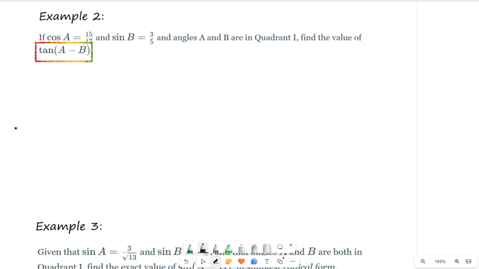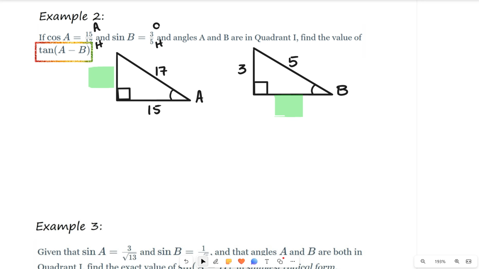Okay, so at this moment, this is the given triangles that you should have drawn, and if you labeled the A and B acute angles to be the ones that I labeled, this is where the 15, 17, 3, and 5 should be located. Okay, so now I would like you to take the time to pause the video again and find those highlighted green spaces that are missing. Go ahead and apply the formula and then restart the lesson again.